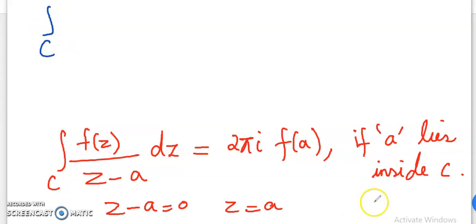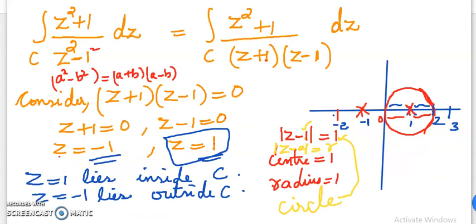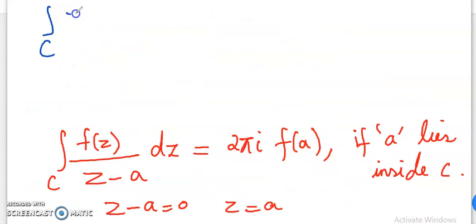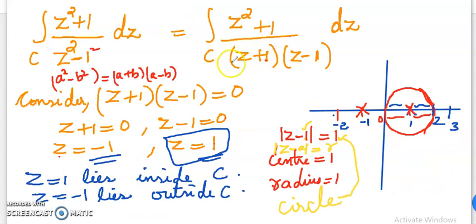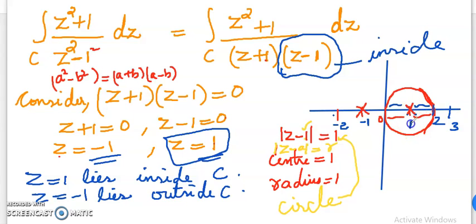What's our question is: the integral of (z square plus 1) by (z square minus 1) dz over C. We have some value when a lies inside C, so this point should be an inside point. Okay, so we make an adjustment here. How we make the adjustment: the inside point here is z equal to 1. So this particular point z equal to 1 lies inside.